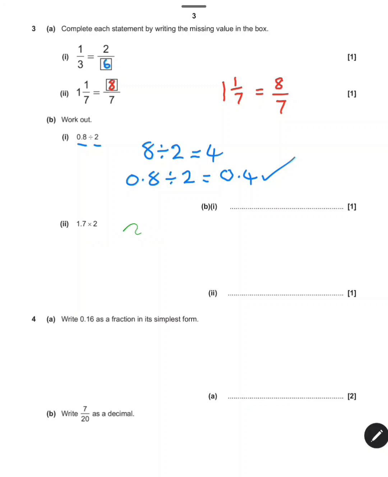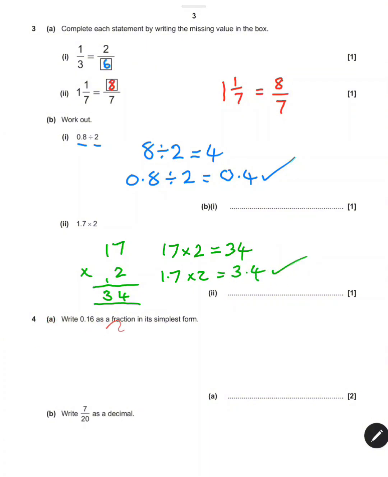Part 2 says what's 1.7 times 2. Well, again, I'm going to do 17 times 2. And I'll just use a column method for that. 2 times 7 is 14. 2 times 1 is 2. Add this on is 3. So if 17 times 2 is 34, then I'm going to do 1.7 times 2. And again, this got 10 times smaller. So my answer is going to get 10 times smaller.